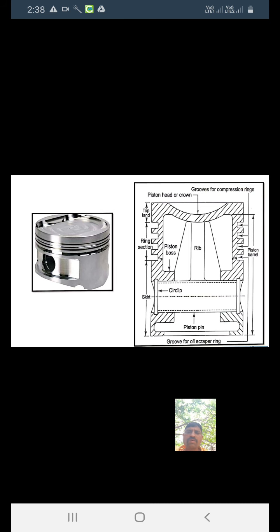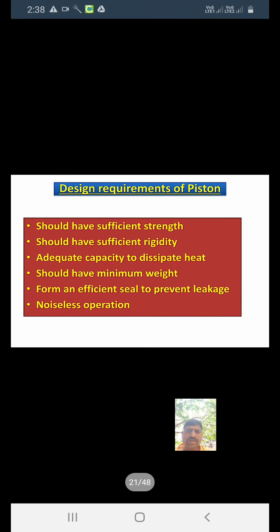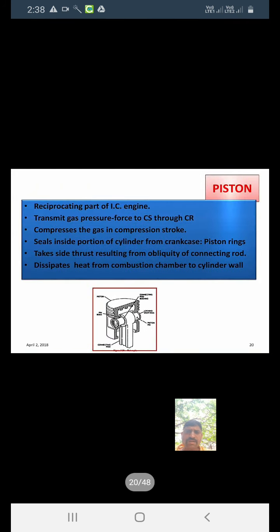Then which type of material is used for the piston? Okay, we will see the details. There is cast iron, we are using the material cast iron. Okay, cast iron, what is the advantage of the cast iron?